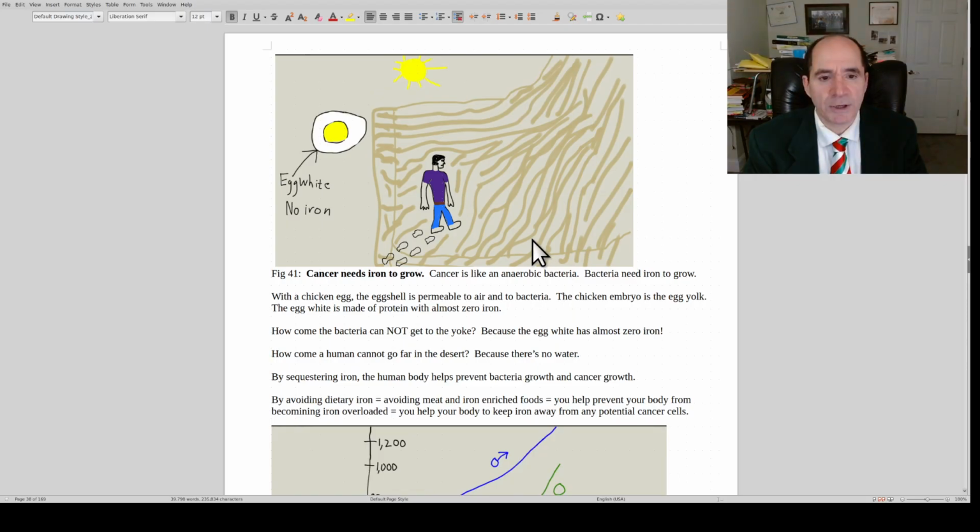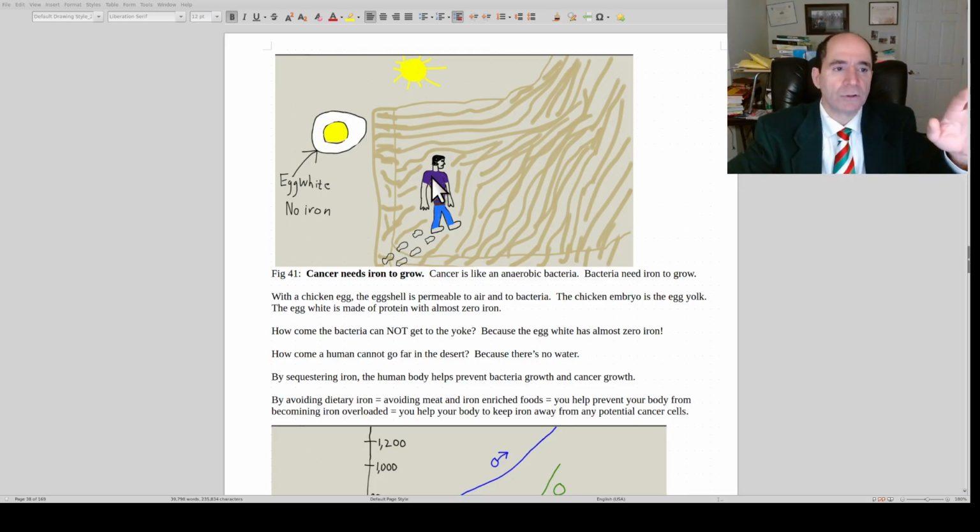Here was the picture of what I spoke about earlier, how an egg white has no iron in it, so that even though bacteria can get through the shell, they can't get to the embryo. And our body does the same thing to prevent bacteria from growing inside our bodies. We sequester iron. We keep iron bound in cells to ferritin. We keep iron in our blood bound to transport proteins called transferrin, so that it's not accessible to the bacteria. It's kind of like if a human tried to cross the desert, they couldn't go too far because there's no water. So that's like a bacteria. It can't do much in our body because there's no iron available.